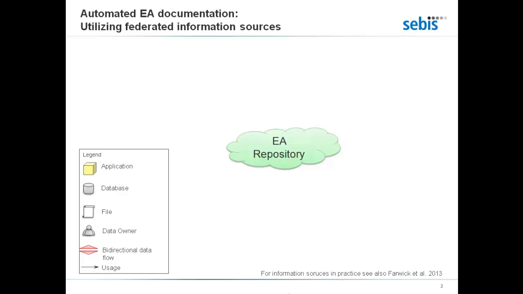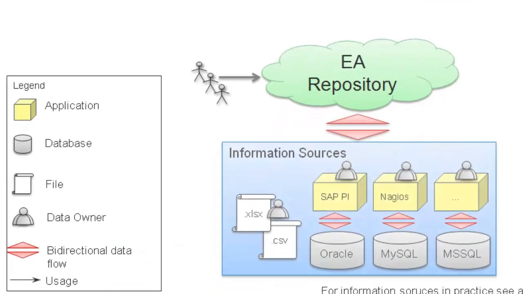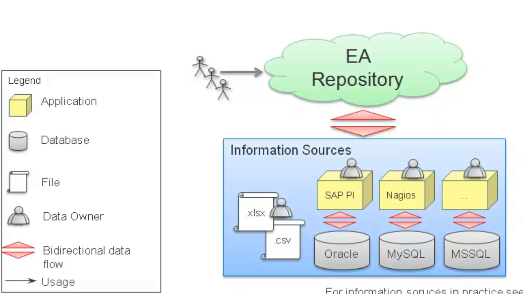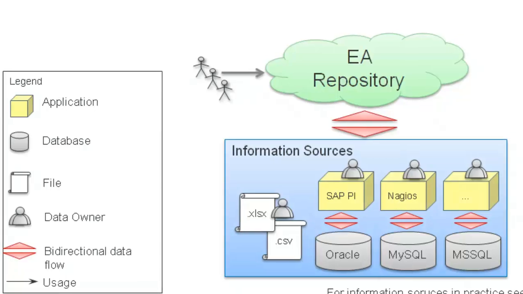The current research trend we are investigating is the automation of EA documentation. Thereby, the main idea is to utilize federated information sources in order to keep your EA repository up to date. The overall goal of these efforts is to reduce the required time for the documentation of the EA while increasing data quality.